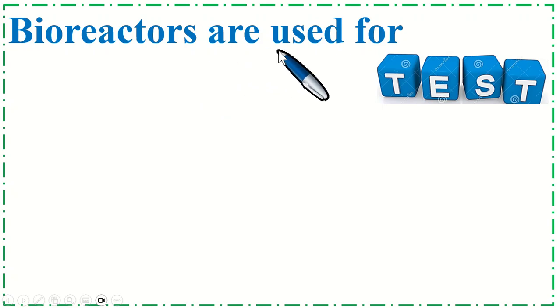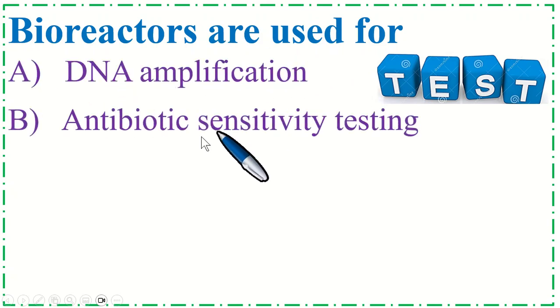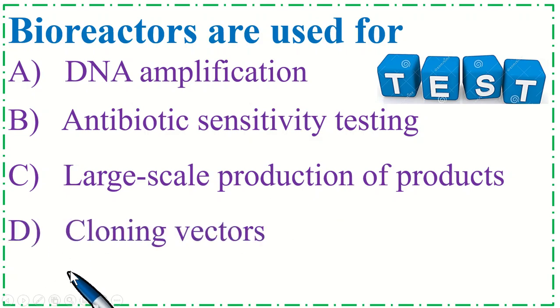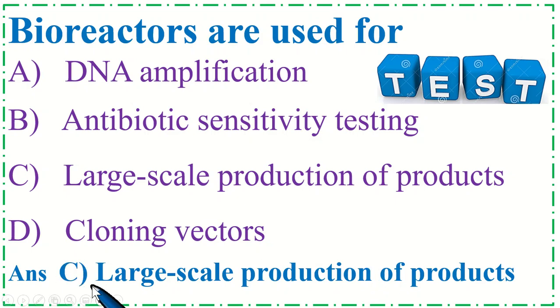Bioreactors are used for option A, DNA amplification, B, antibiotic sensitivity testing, C, large scale production of products, option D, cloning vectors. Correct option is C, large scale production of products.